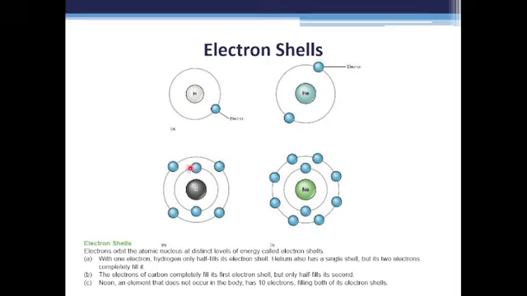The first shell can hold up to 2 electrons. The second shell can hold up to 8 electrons, which is right here. And the third shell in basic biology also holds up to 8 electrons. The most important shell is the outermost shell, also called the valence shell. The number of electrons in the valence shell determines how reactive an atom is.